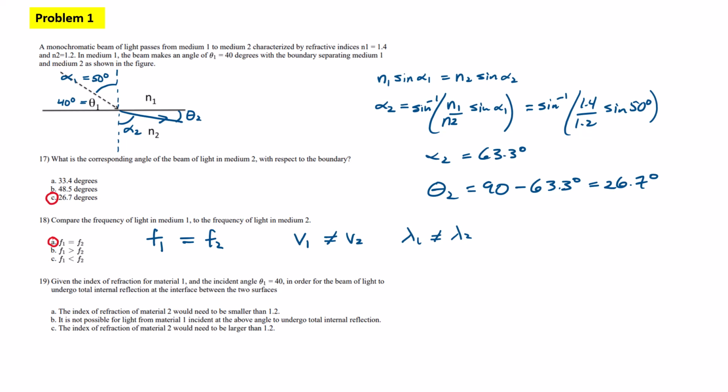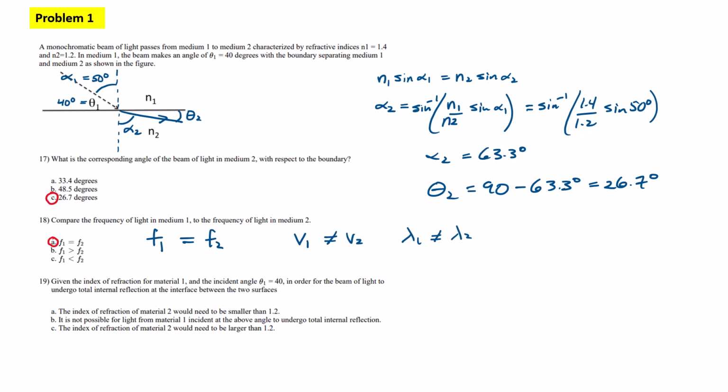The last one says, given the index of refraction of material 1 and an incident angle theta 1 equal to 40 degrees, in order for the beam of light to undergo total internal reflection at the interface between the two surfaces. So we're interested in total internal reflection. Let's have a look at how we would set that up.